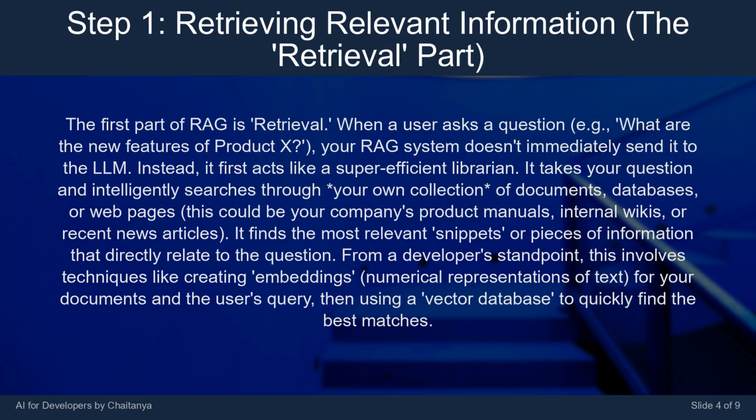The first part of RAG is retrieval. When a user asks a question, e.g., "What are the new features of product X?", your RAG system doesn't immediately send it to the LLM. Instead, it first acts like a super efficient librarian. It takes your question and intelligently searches through your own collection of documents, databases, or web pages. This could be your company's product manuals, internal wikis, or recent news articles. It finds the most relevant snippets or pieces of information that directly relate to the question.